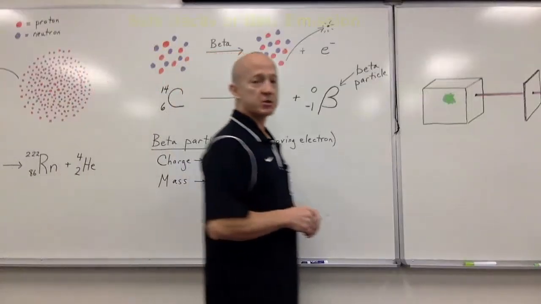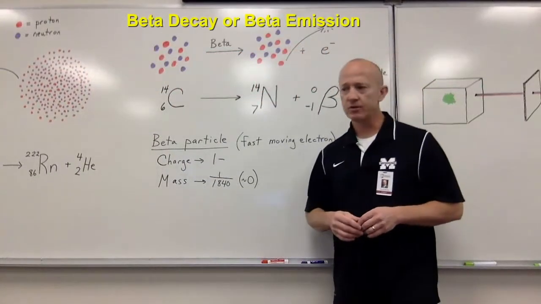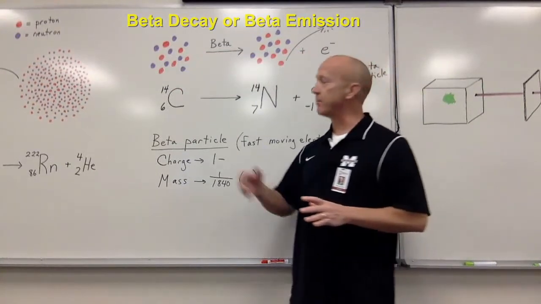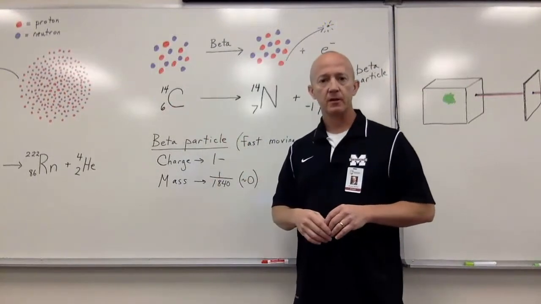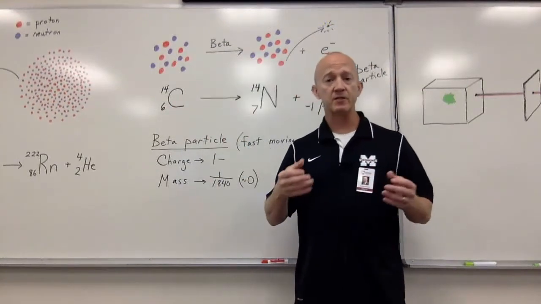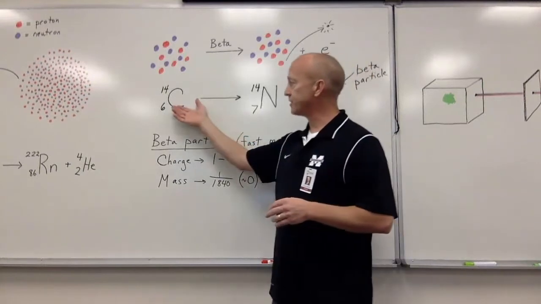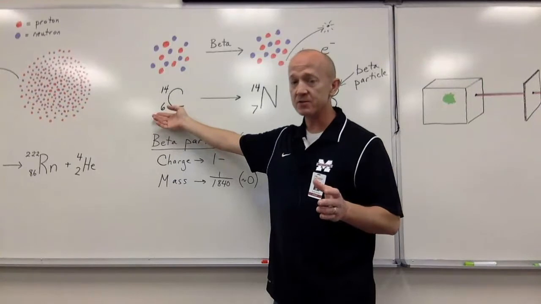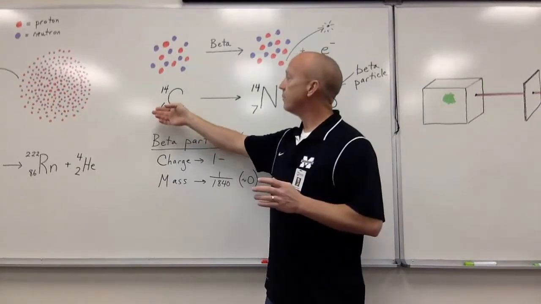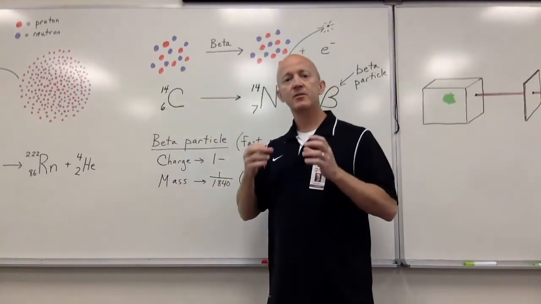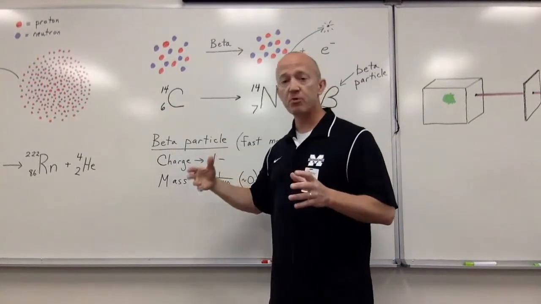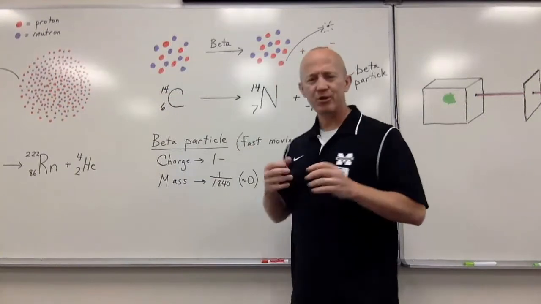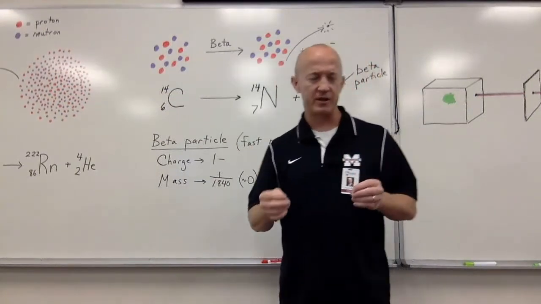The next type of radiation we're going to talk about is beta radiation or beta decay. To illustrate this, I'm going to use the example of carbon-14. Carbon-14 is a radioactive type of carbon. Carbon-14 has 6 protons, as carbon always does, right? But it also has 8 neutrons. And the 6 protons and the 8 neutrons give us a total mass of 14. During beta decay, something really interesting happens.